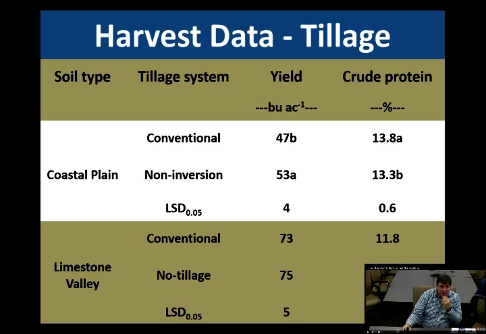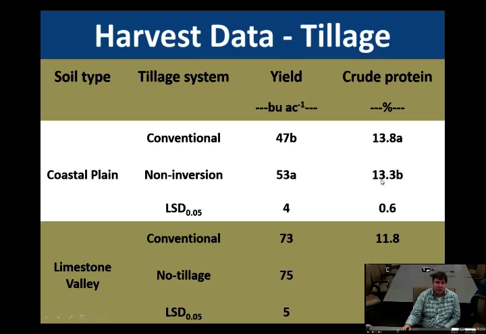For the tillage data, this is related to harvest, the yields, and obviously this is averaged over each of the locations, and we broke it out by Coastal Plain and Limestone Valley. You can see where we had non-inversion, we had about a 6 bushel increase, which is significant. And I think that could be even more significant if you only had to make one tillage pass and plant versus making multiple tillage passes with a conventional operation. It would certainly affect your profitability because you don't have as many trips across the field.